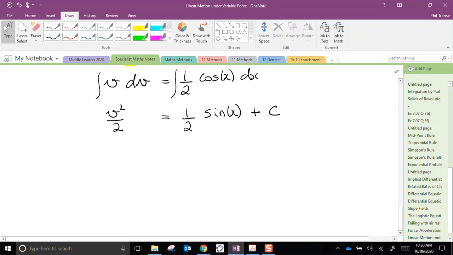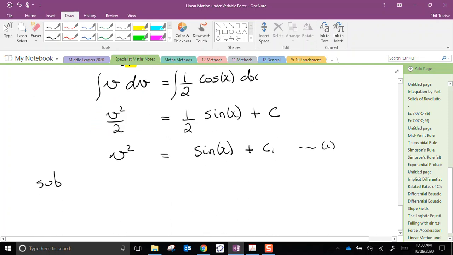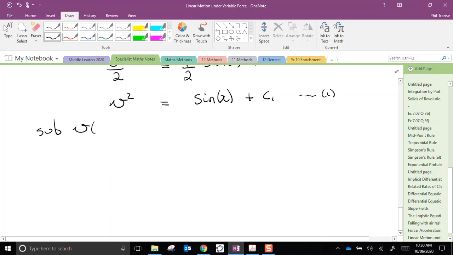I think I should multiply by 2, so I'll have v squared equals 2 times that is just sine x plus just a different constant. 2 times c is, let's just call that c1. And now might be a good time to evaluate. Let's call this equation 1, and we will substitute the initial value we were given was v naught equaled 4. So I'll write that down. So 4 squared would equal the sine of 0 for time.